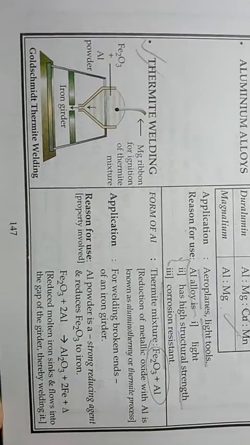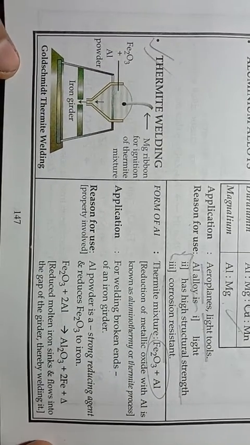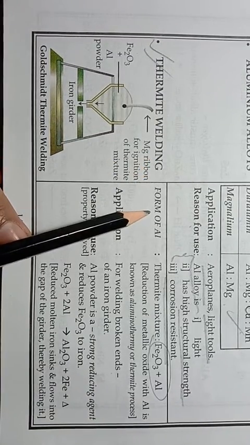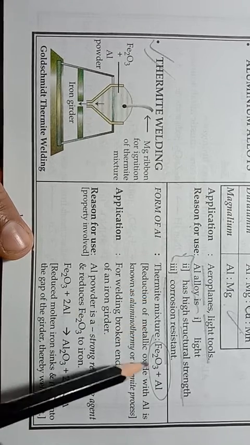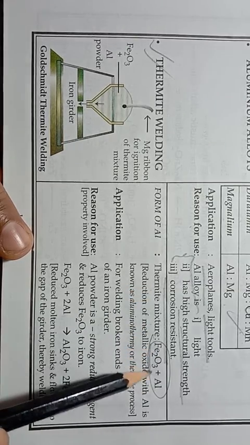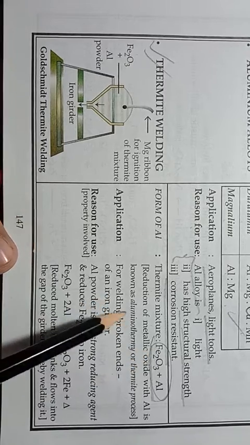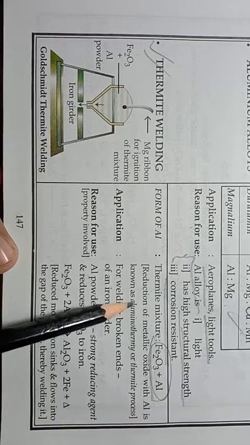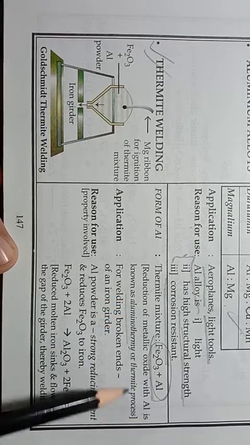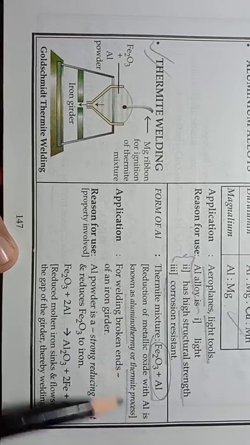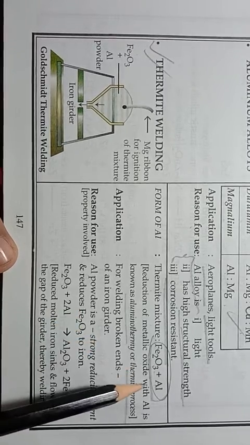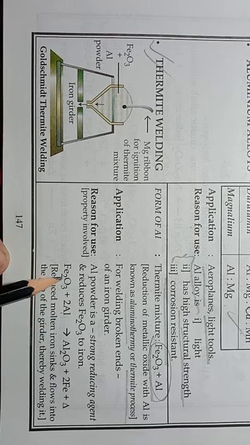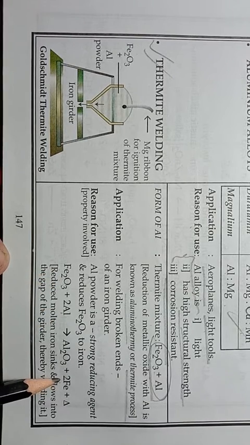Then thermite welding. This is a very important use of aluminium. In thermite welding, we are using thermite mixture, which is a mixture of ferric oxide and aluminium. In this mixture, the reduction of a metallic oxide with aluminium is known as aluminothermy or the thermite process. So actually what happens here is that aluminium reduces ferric oxide to iron.